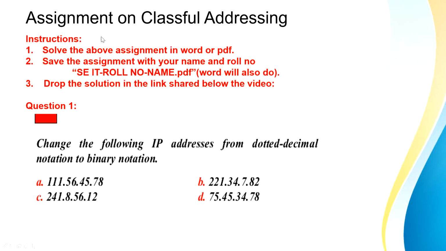Okay, so this is the first assignment that you will be solving based on classful addressing. The question is you have to change the following IP address from dotted decimal format to binary notation. So these are the 4 questions given to you. Instructions are given to you. I will also post these instructions in the description box below.